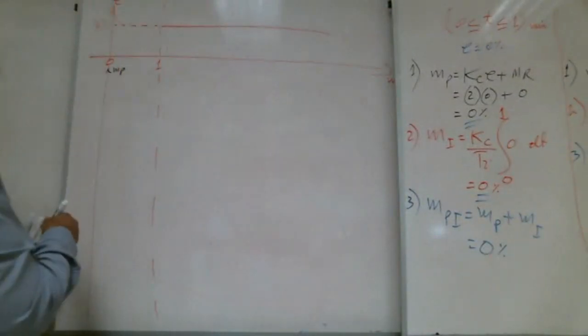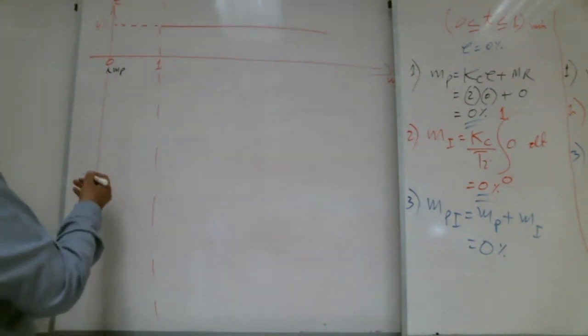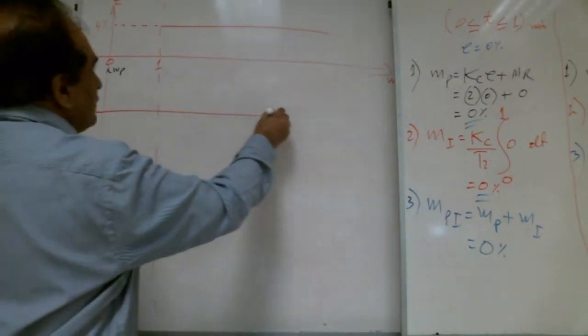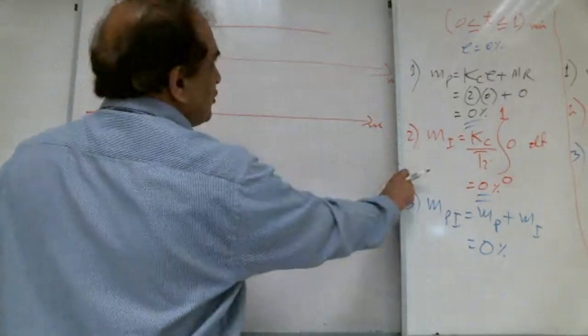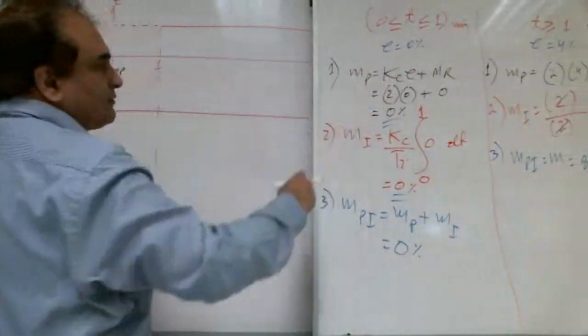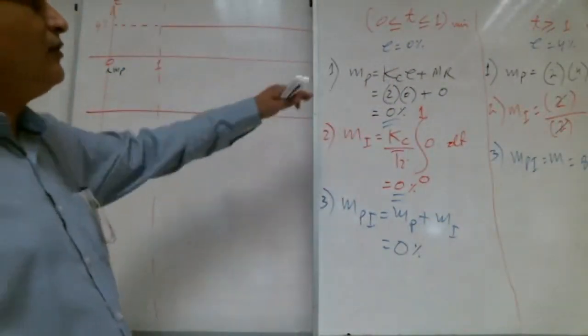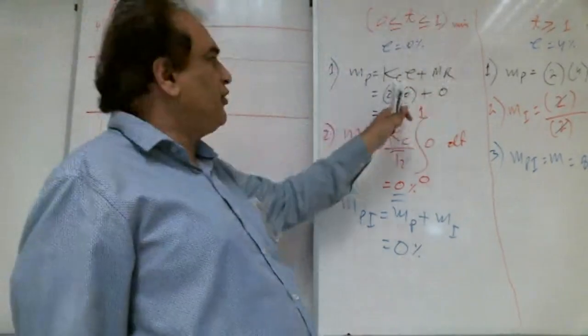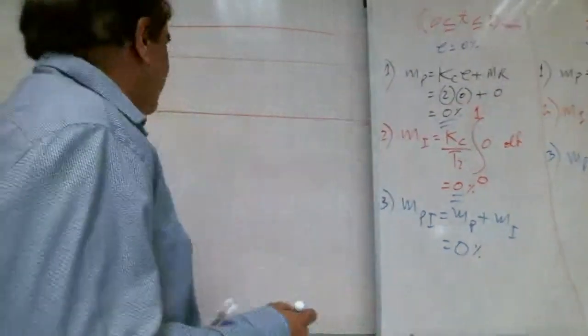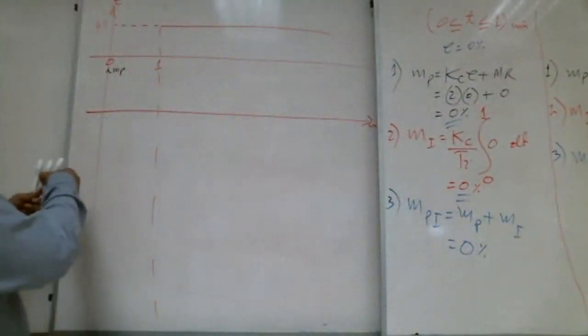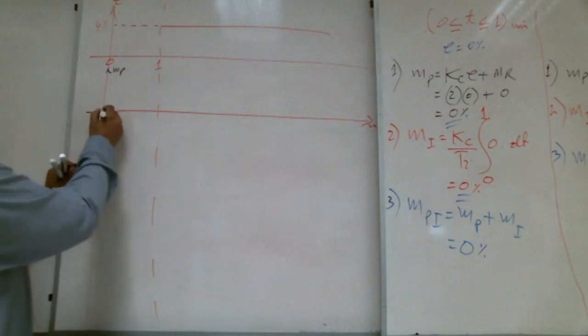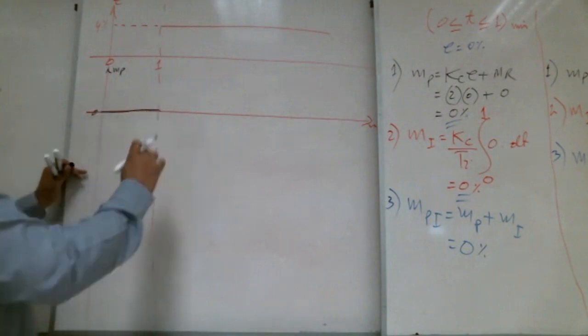MP. From 0 to 1, how much is MP, Shabab? 0. Very good. A lot of brothers are writing 0. So here it is 0. From 0 to 1, it is 0. Good.